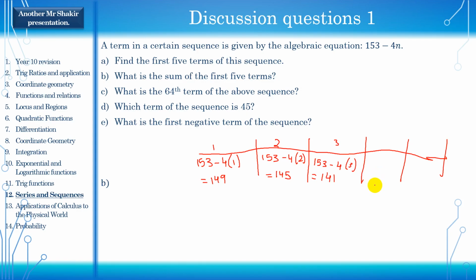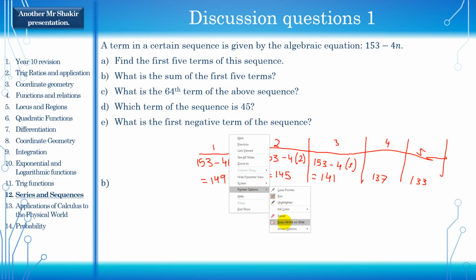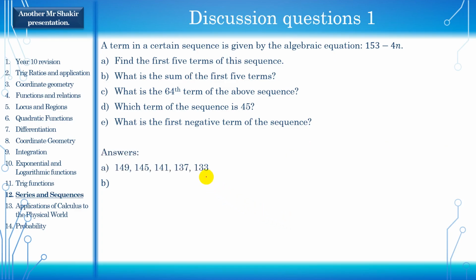Remember, a sequence has a pattern, and we've figured out the pattern, so I don't even need to substitute in anymore. I can simply write it down. 137 will be the 4th term, and the 5th term will be 133, I think. Alright, let's just check the answer. I'll wipe off everything. 133 was there, so it's going down by 4.